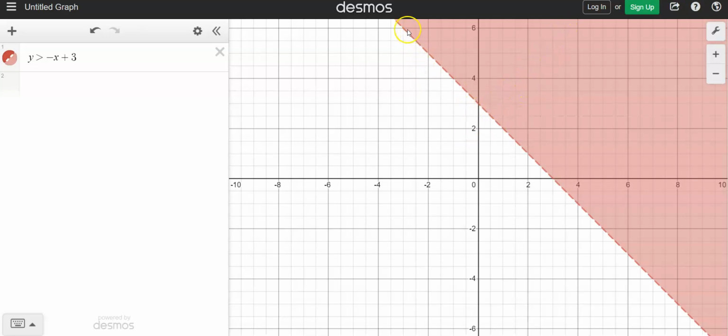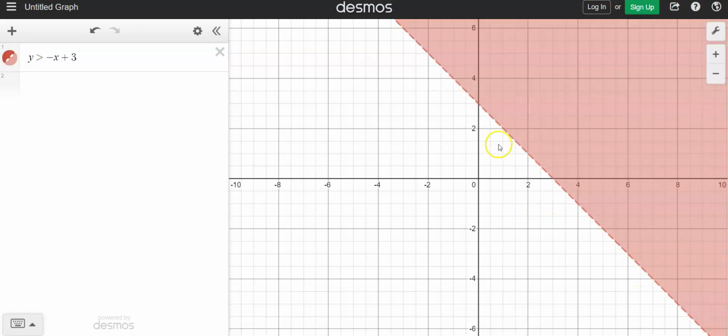So again, if you can imagine this being like a hillside, think about which side you would be standing on, and that would be greater than you. Well, if you're standing here, the sky is above you, right? And if this were a mountain, this would be the actual solid mountain. So it's shading everything greater than this line.